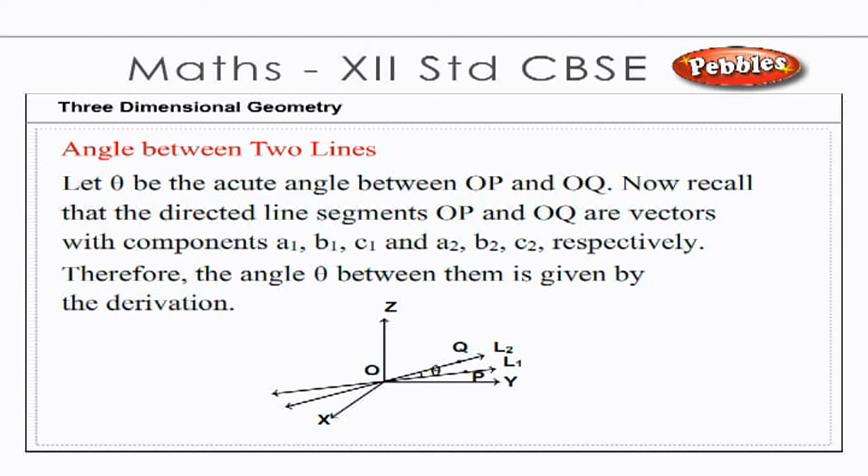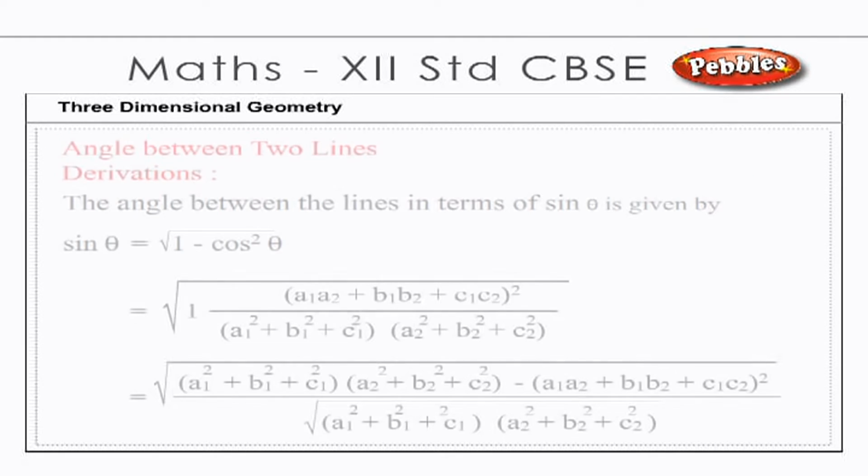Now, recall that the directed line segments OP and OQ are vectors with components a1, b1, c1 and a2, b2, c2 respectively. Therefore, the angle theta between them is given by derivations.